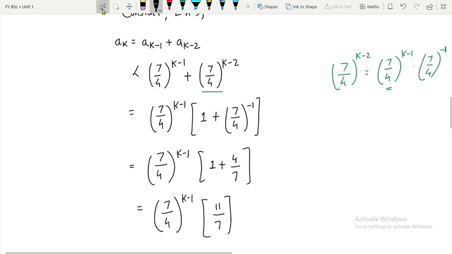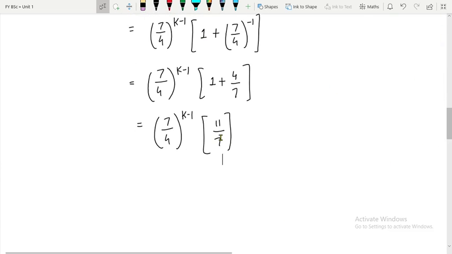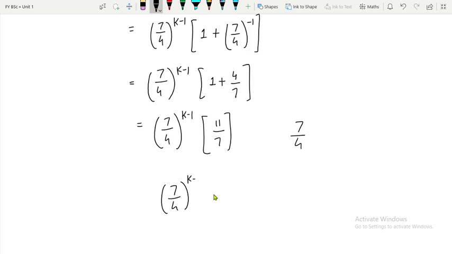But see what we wanted to prove. We wanted to prove that this a_k is less than 7/4 raised to k. But what we have reached is a_k is less than 7/4 raised to k minus 1 times 11/7. But instead of 11/7, if I get 7/4, then I can immediately say 7/4 raised to k minus 1 multiplied by 7/4, which is further equal to 7/4 raised to k, and that is nothing but our right hand side. So how to do it? There is one beautiful trick.